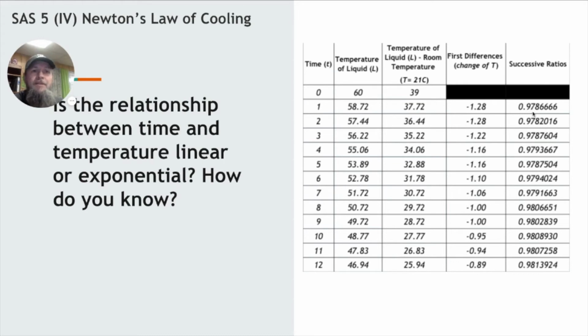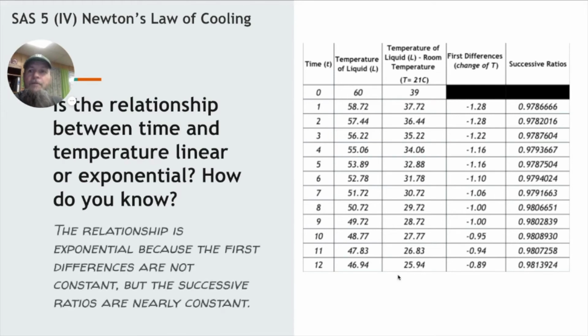But the successive ratios are the same. Now, the successive ratios, this amount that we multiply by this temperature to get this temperature, is nearly the same in every single change in temperature. So the relationship is exponential because the first differences are not constant, but the successive ratios are nearly constant.